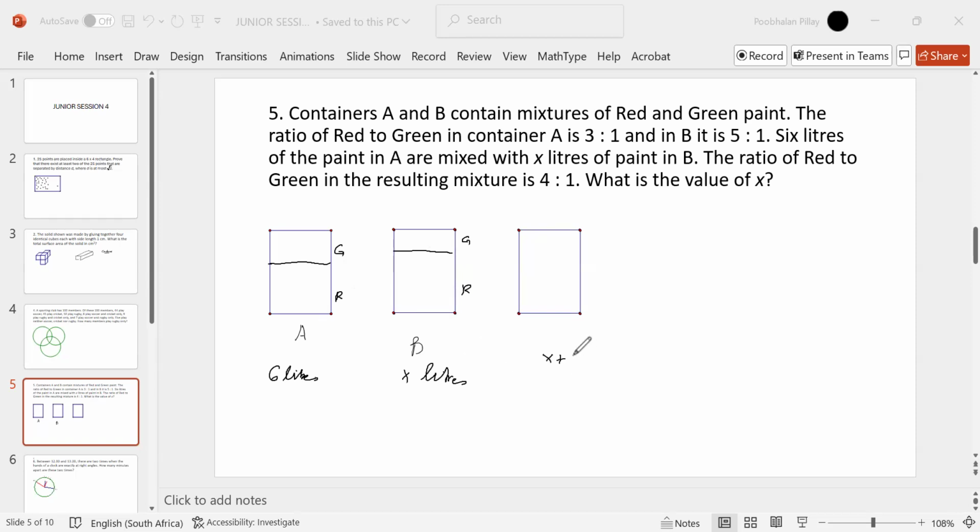So these are going to go into this container here. So your X liters of this, you put it here, 6 liters of this, and put it in here. And now the question is, what is the ratio of red to green in the... oh no, that's given. The ratio of red to green in the resulting mixture is 4:1. Now this is a mixture here.